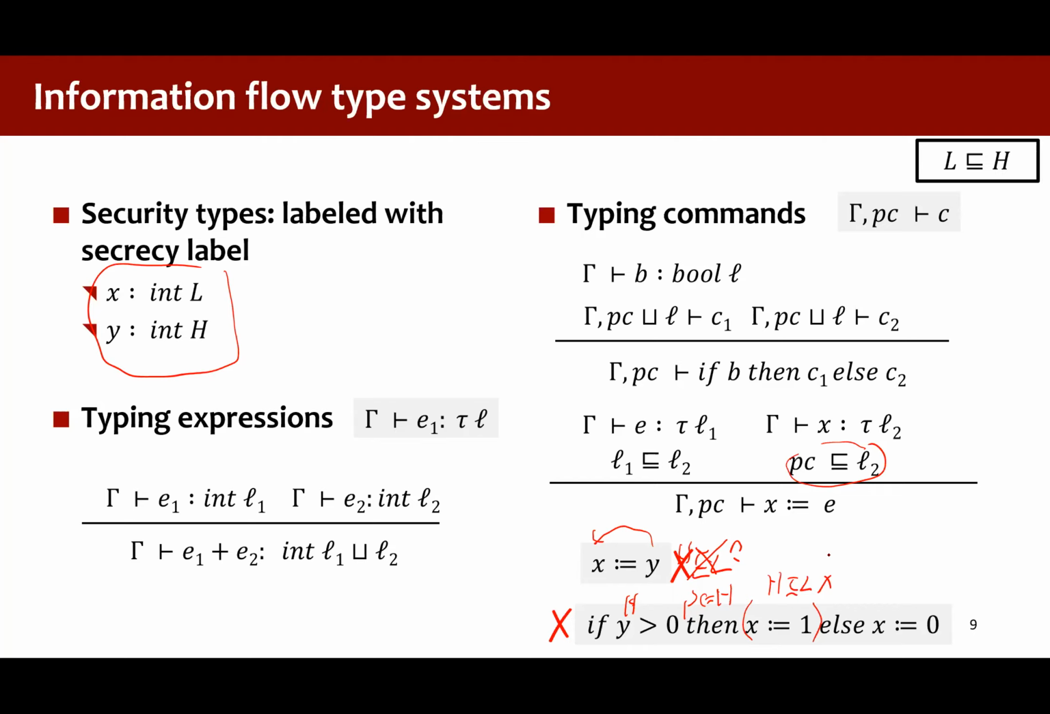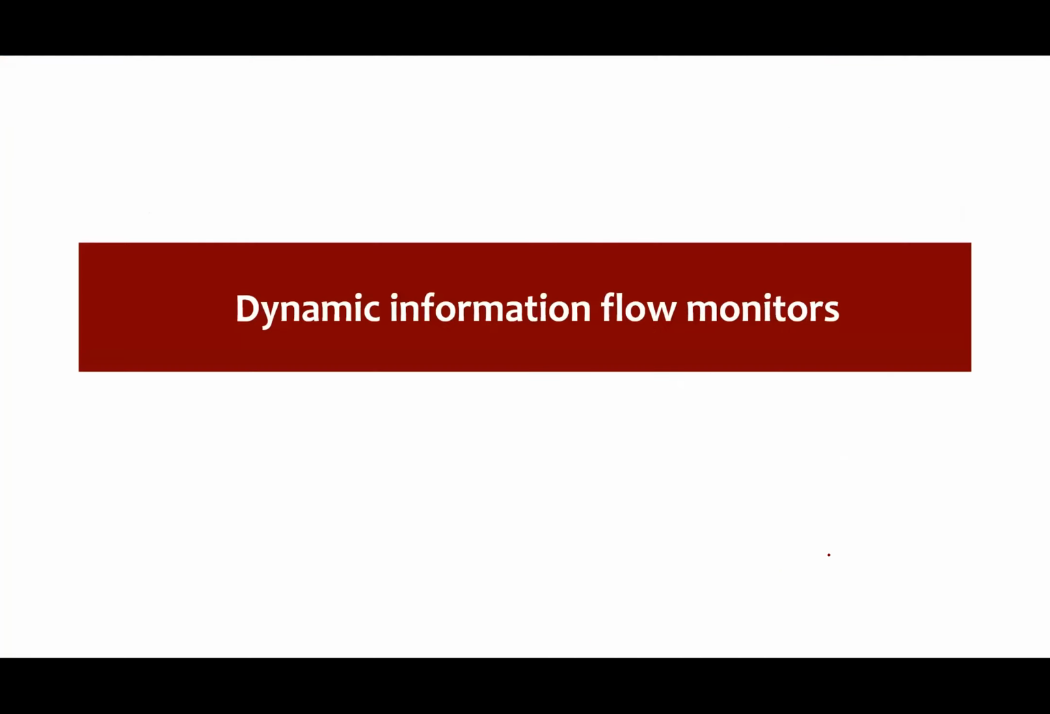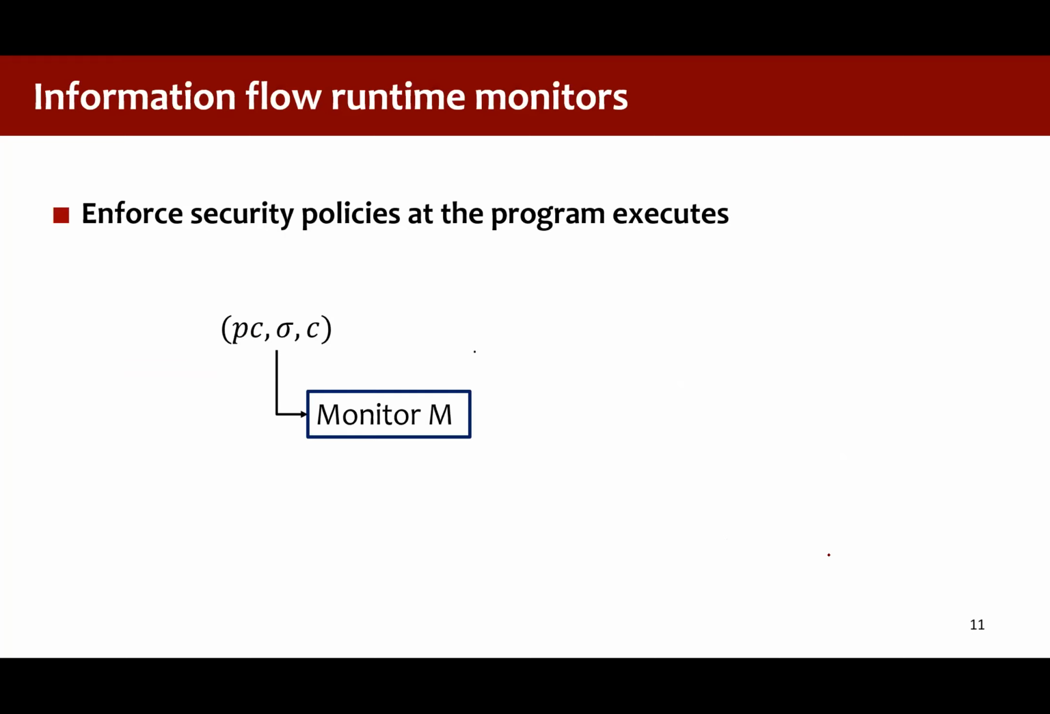I think we're okay. All right. So that's the typing side. Now I'm going to move to the dynamic runtime monitor side. What the runtime monitor is doing is that it observes program execution. What I write up here on top of this tuple is the configuration of my program.